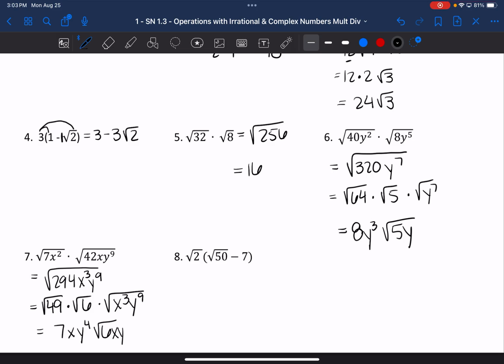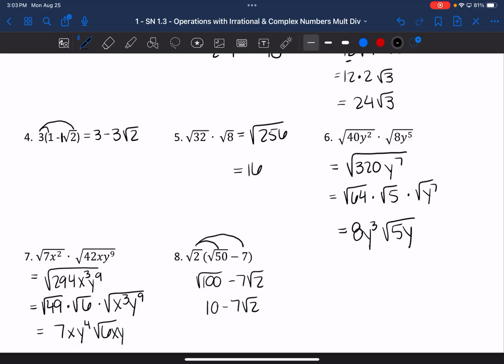Okay. All right, for number 8. On number 8, what property did you have to use? Distributive property. Good. So when we distribute, what was square root of 2 times square root of 50? Square root of 100. Okay. And then what was square root of 2 times -7? -7. All right. And then we wanted to simplify, right? What simplifies here? But can we actually subtract them? No, because they don't match. So we leave it there.